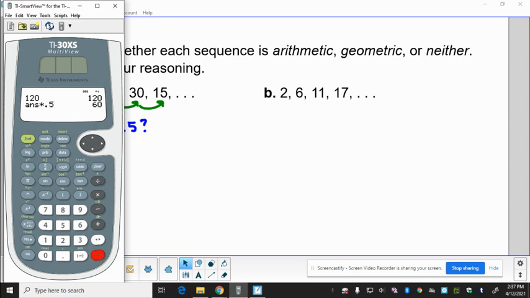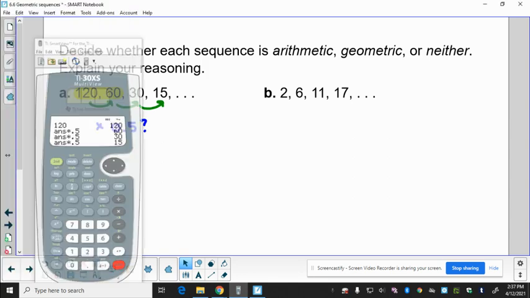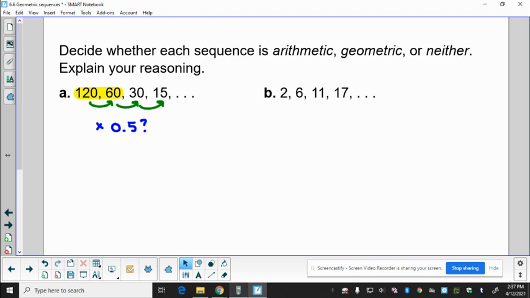Well, there's 60. Will I get 30? Will I get 15? I do. So this is geometric because the terms have been reproducing themselves one after another through the process of multiplication. Let's go to part B. All right, what do you think about part B?